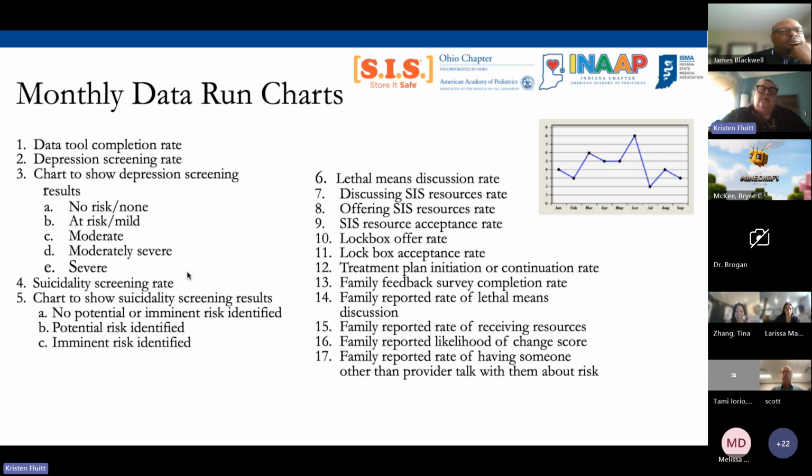And then from that, we'll see your depression screening rate. There'll be a bar chart to show you, for your population where we do have data entry, what that risk profile looks like. Same thing for the suicidality screening rate.